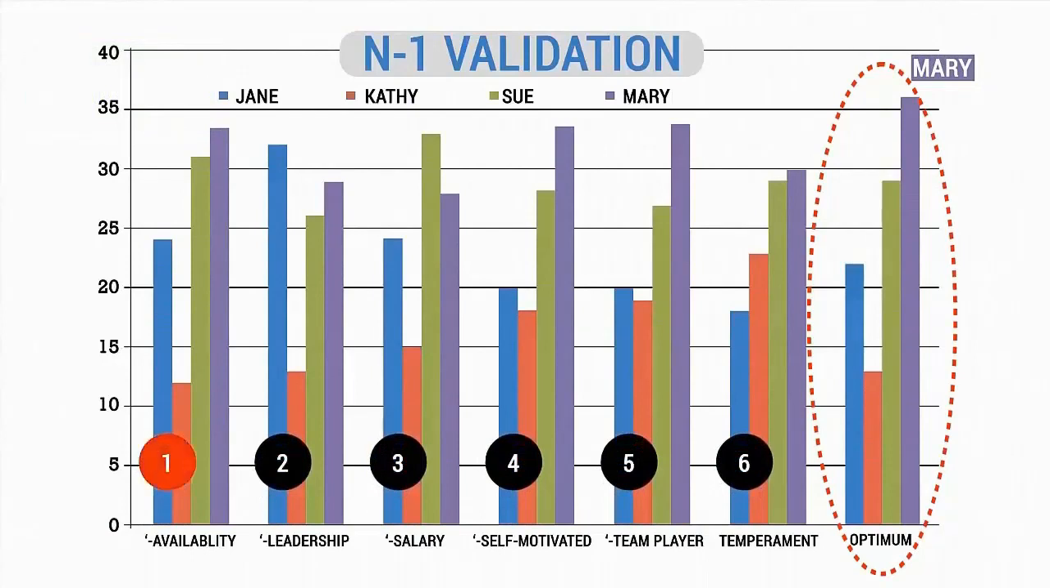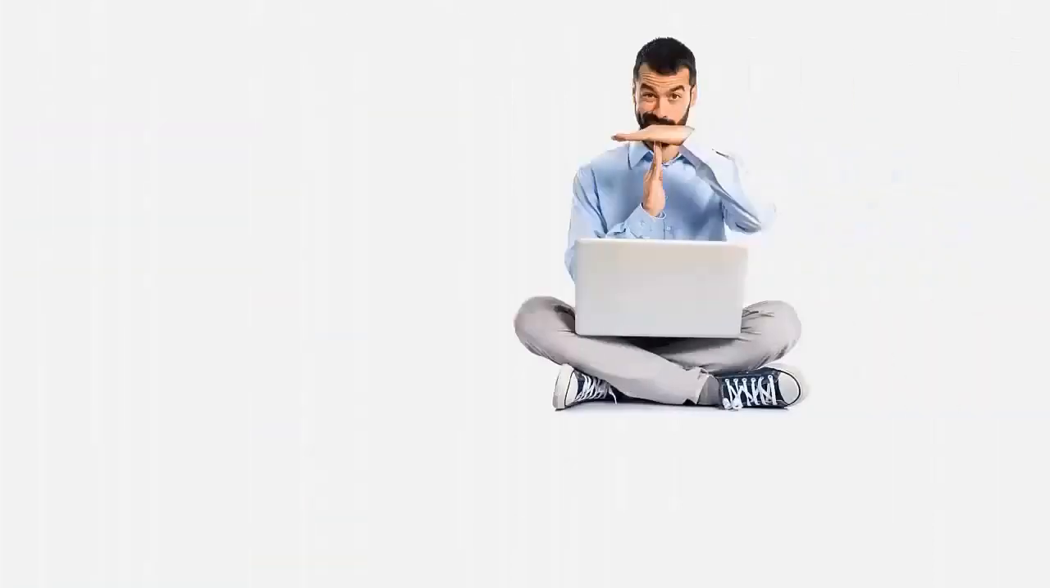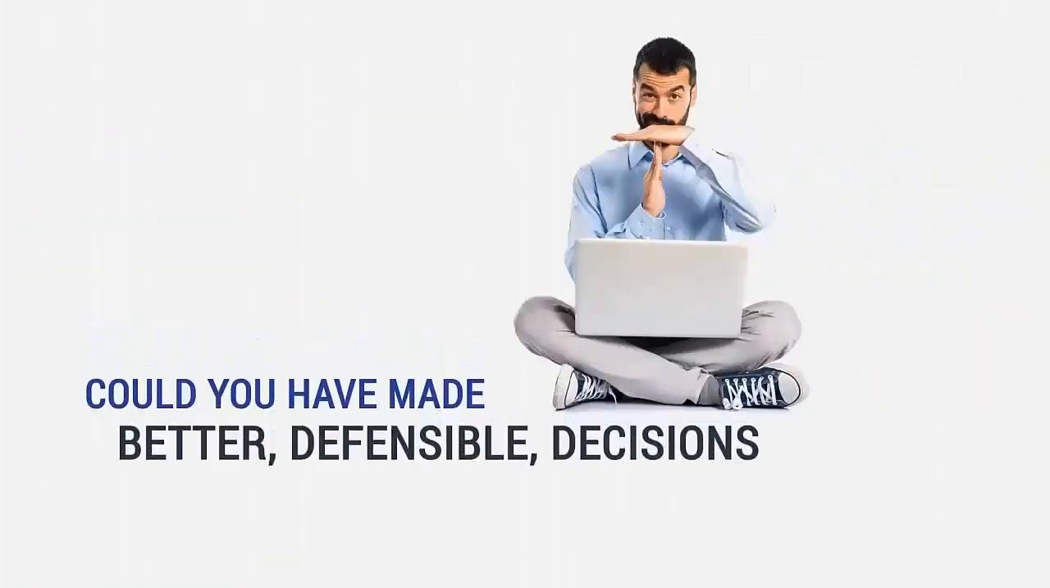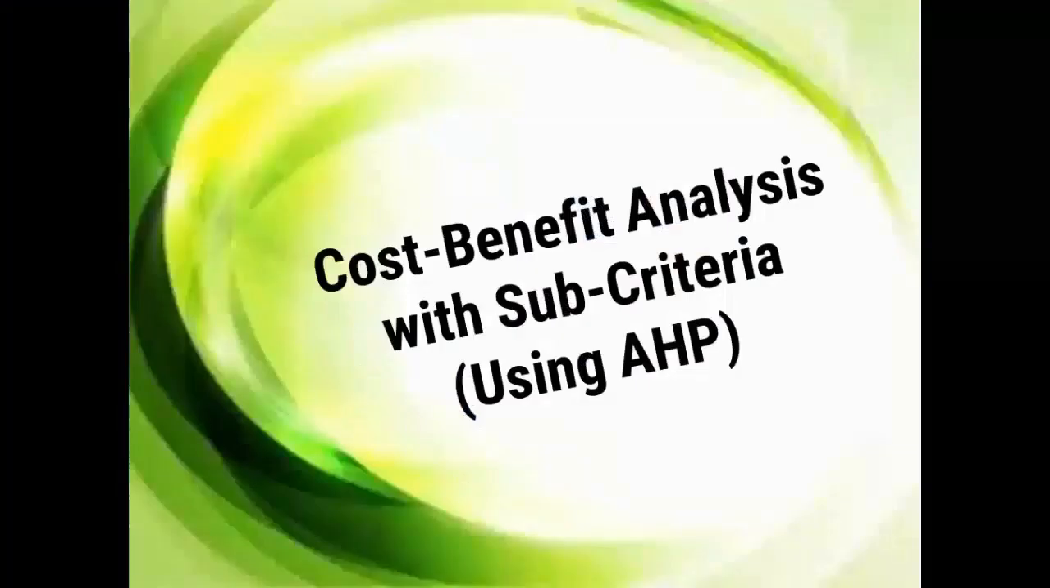Here we have removed availability. Here we have removed leadership. And here we have removed salary, etc. And if salary is not an issue, so far a better candidate. Could you have made better defensible decisions relying on common sense alone? Probably not. Cost-benefit analysis with sub-criteria.